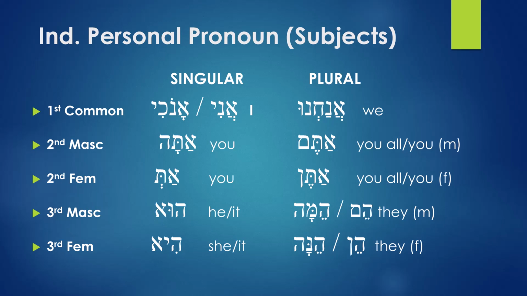Take time to know what the Hebrew pronouns mean. So ani, I; ata, you; ate, you; hu, he; hi, she. Anachnu, we; atem, you; aten, you. Remember, second person, both singular and plural, is just translated as you. Hem, they; hema, they; hen, they; henna, they. You must know this paradigm by heart.